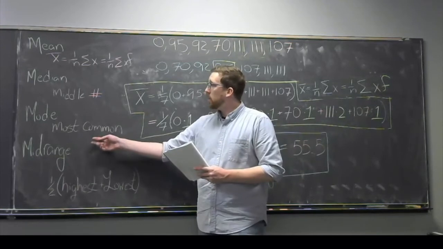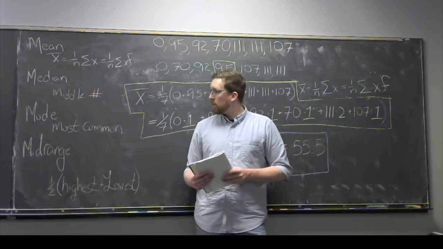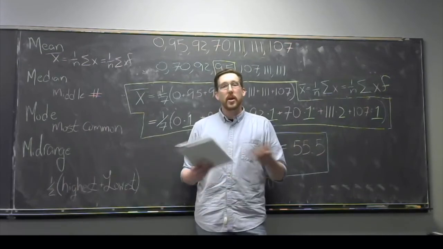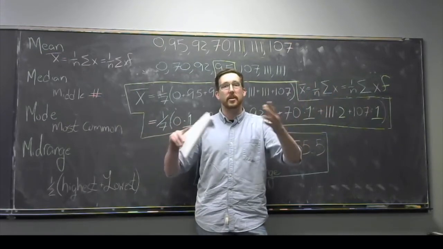The mode is the most commonly occurring number. And the mid-range, well, that's just averaging out the largest value and the smallest value in our data set.